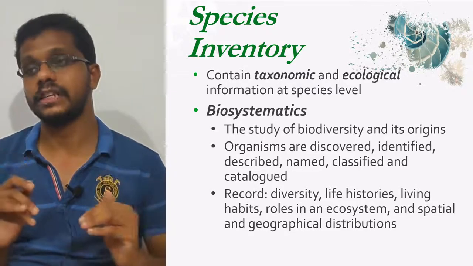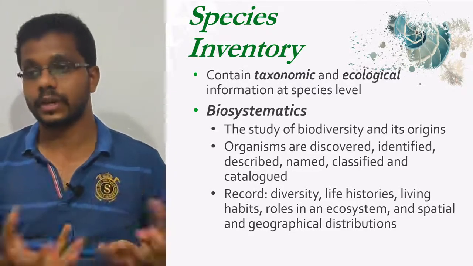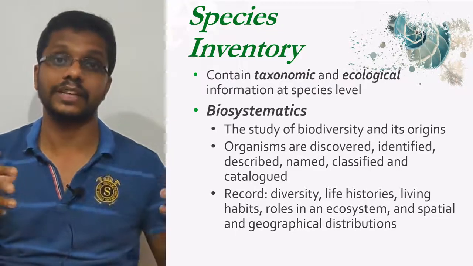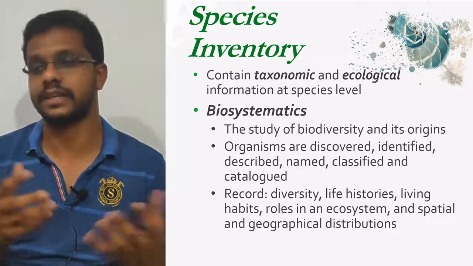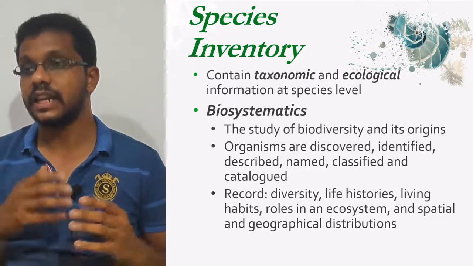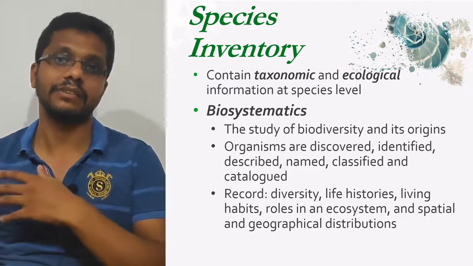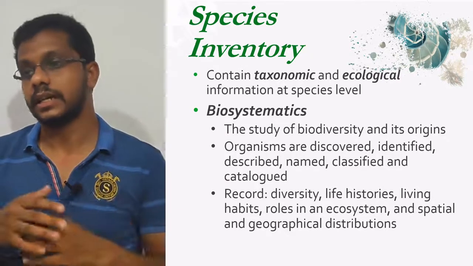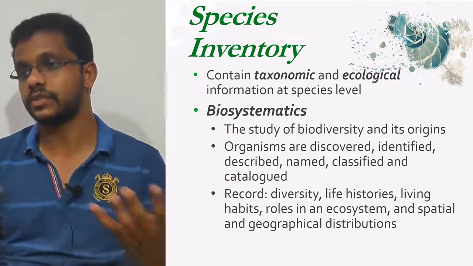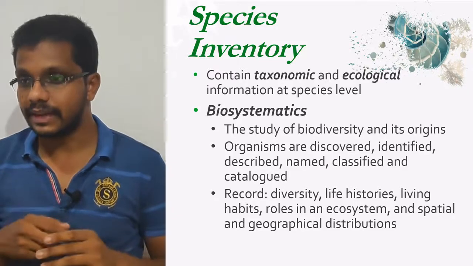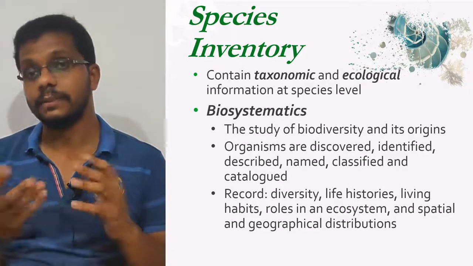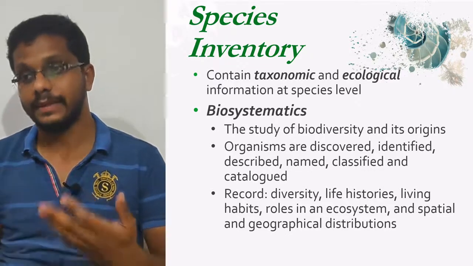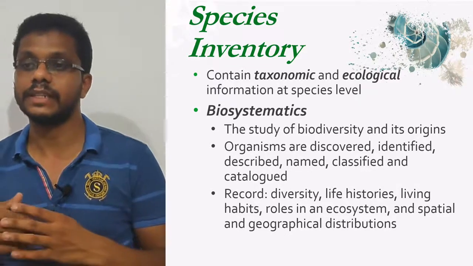Secondly, it has an ecological part. In the ecological part, we should record the diversity of organism within a species, how many different types of organisms or subspecies, subpopulations are seen in this particular species. Life history. Life history is basically the evolutionary origin, how it originated, what are the close relatives, and how widespread this organism is. Everything needs to be analyzed. Living habits, including the life cycle of the organism, and the habitat. Studies about the habitat also should be done.